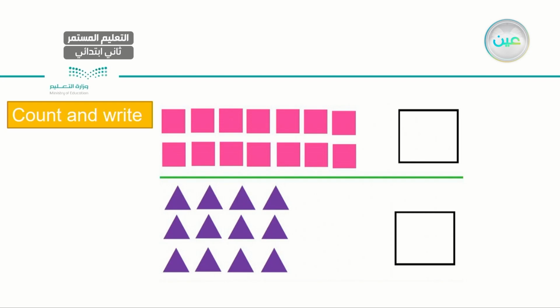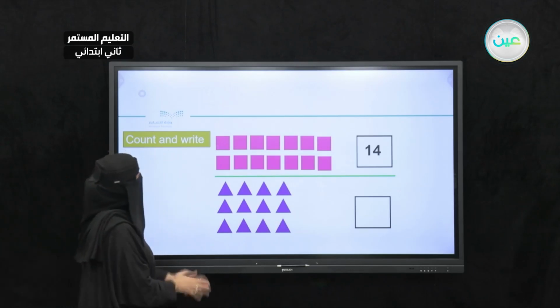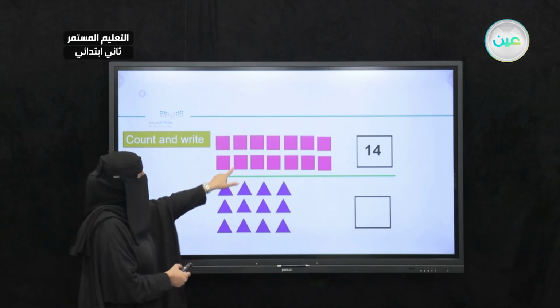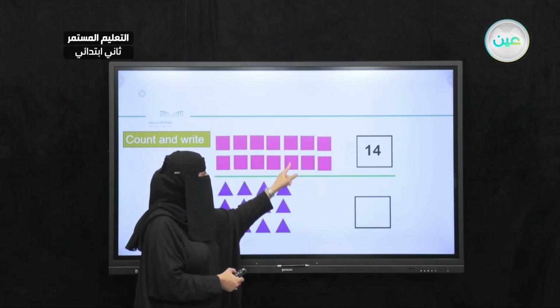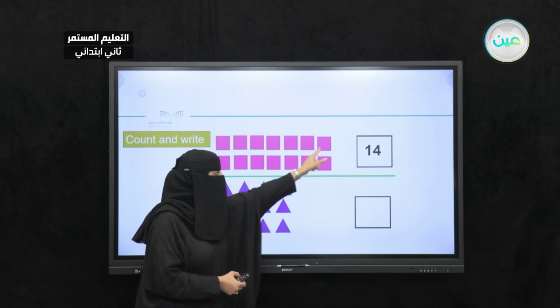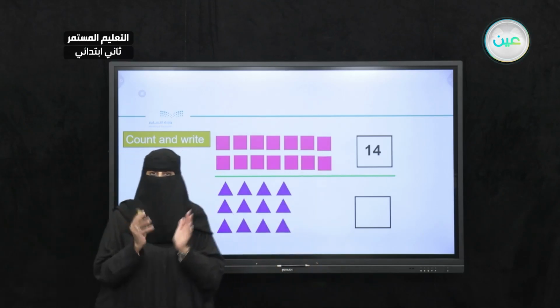So, what is the number here? How many squares did you count? How many? Very good. 14 squares. Let's make sure and count. I have 1, 2, 3, 4, 5, 6, 7, 8, 9, 10, 11, 12, 13, 14 squares. Very good. I have 14 squares.